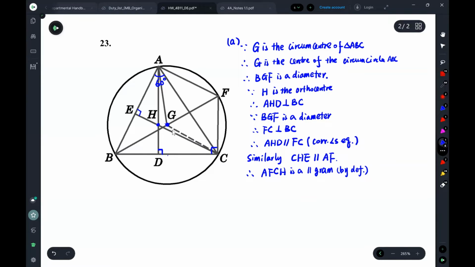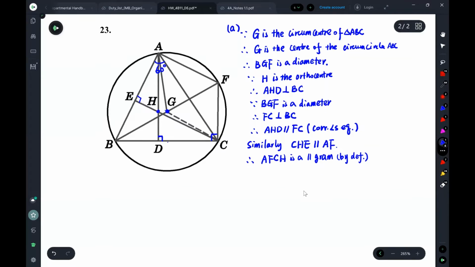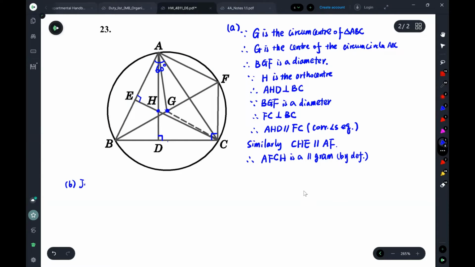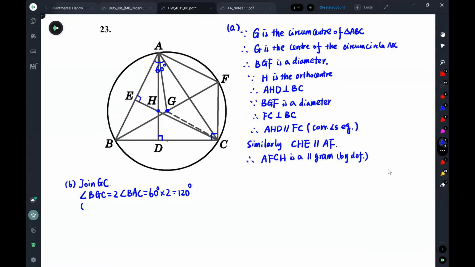In the standard solution, you need to connect GC. So you can see I add a line at GC. Part B: join GC. Now since G is the center, we know this angle will be twice angle A. Angle BGC is twice angle BAC, which equals 60 degrees times 2, equal to 120 degrees. That is angle at the center twice angle at the circumference.